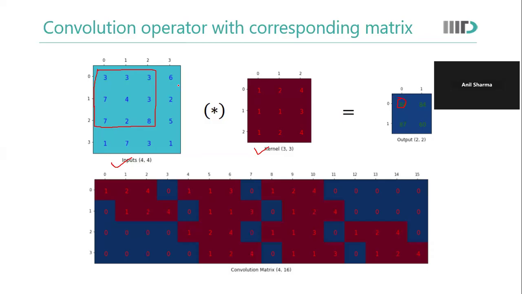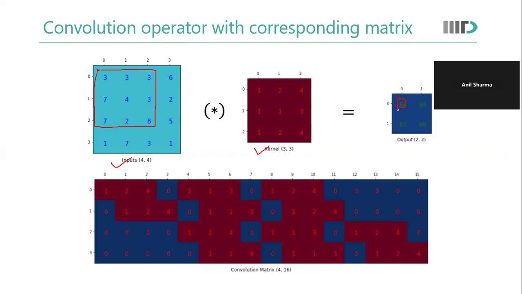I hope I'm not making a mistake. 3 plus 6 is 9, plus 12 is 21, plus 7 is 28, plus 4 is 32, plus 9 is 41, plus 7 is 48, plus 4 is 52. And 32 plus 52 is 84. Yes, that's correct. So this is the element-wise multiplication of this kernel and this particular window.